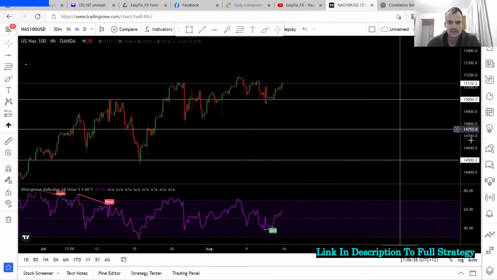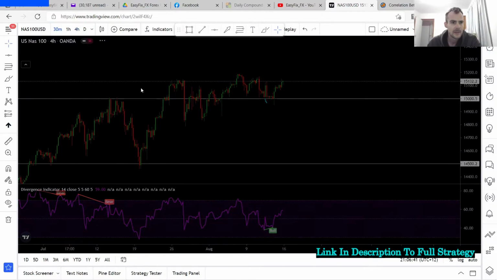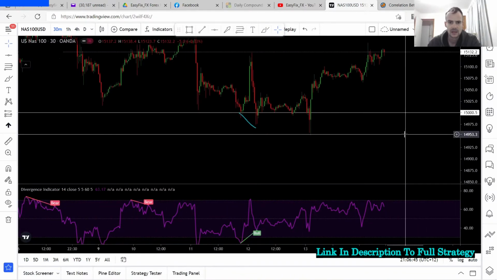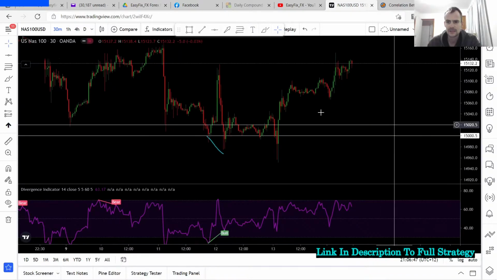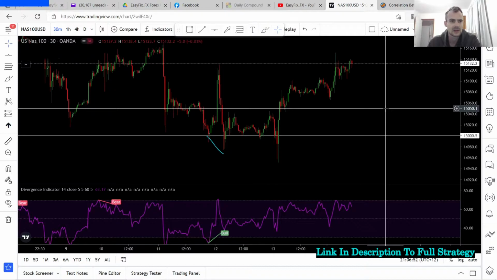You can clearly see it's now rejecting this 15,000 price handle. So what I did was I came down to the 30-minute time frame, and as you know, the S&P has already made all-time highs, as I showed you on the other chart.